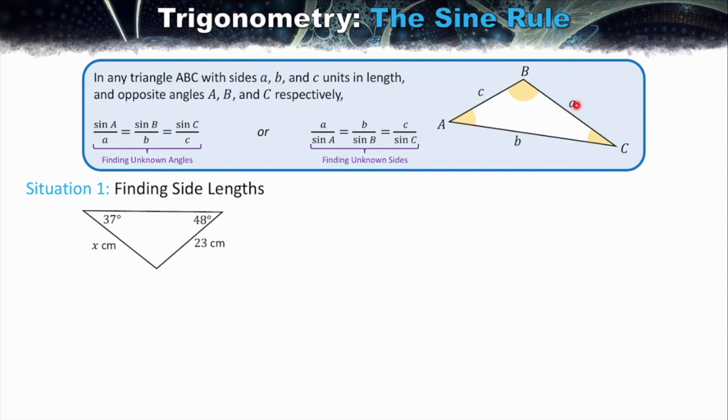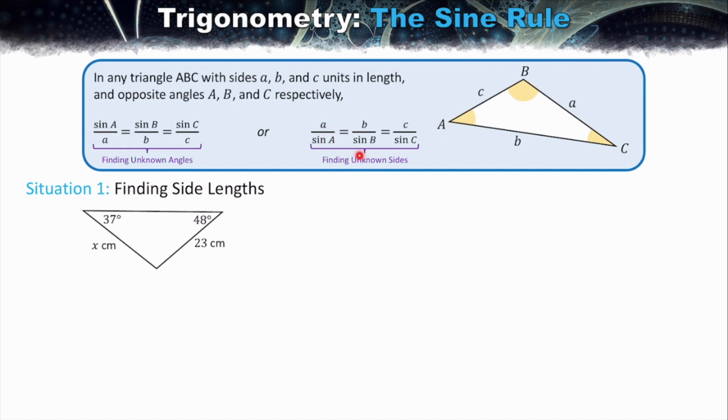And what it's saying is the sine of an angle and its opposite side is actually equal to all the other ratios of the sine of an angle and its opposite side. So what we have here is the sine of A divided by the opposite side of A is equal to the sine of B divided by the opposite of B is equal to the sine of C divided by the opposite of C. Now, with these ratios, we can obviously flip it and say the same thing.